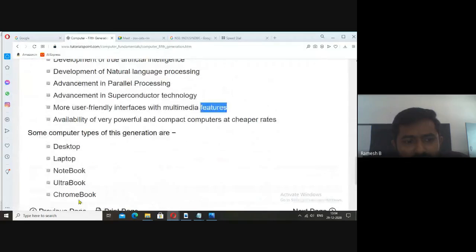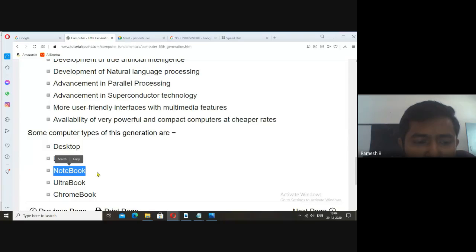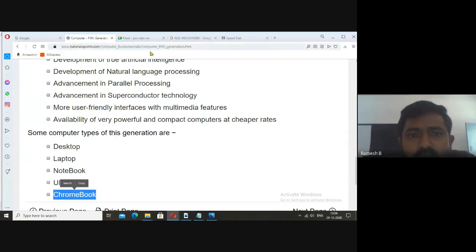Now, if you see the examples, different types of this generation are desktops. Whatever computers can be placed on a desk are known as desktops. Similarly, laptops, the computers which can be held in the lap. Similarly, notebooks, they look like our notebooks. Similarly, ultrabooks, Chromebooks. All of these come under fifth generation computers.